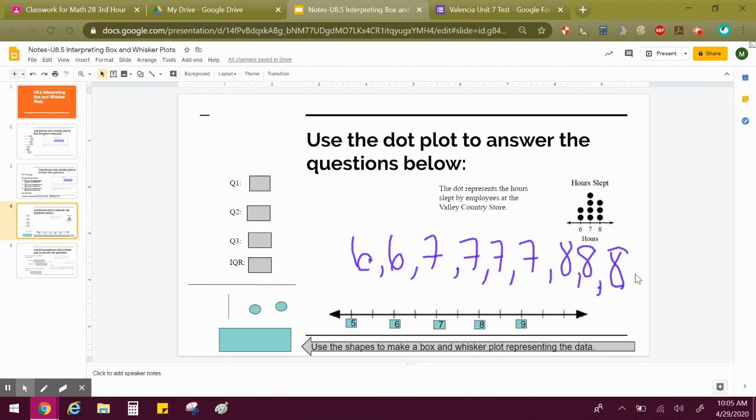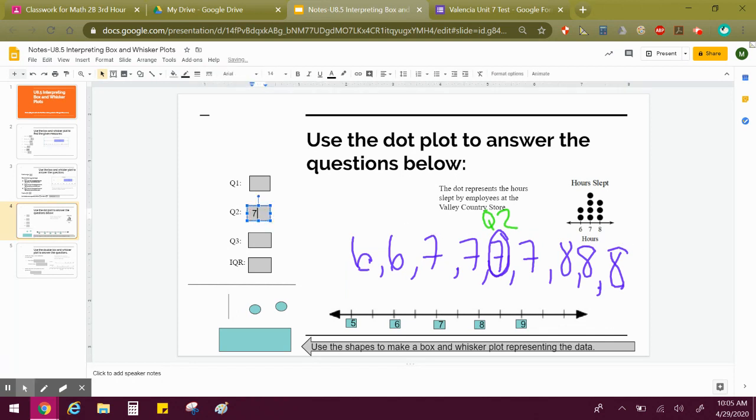So I like to start with Q2. I like to find the middle of all the data. So if I find the middle, I'm using my fingers to cover up the outside numbers and work my way in. That's how I like to find the middle, the median, however you like to do it. It's up to you. So I'm covering them up. And since I have an odd number, I find that this right here is my median. That's going to be my Q2. So I'm going to type that into the box. My Q2 is 7.